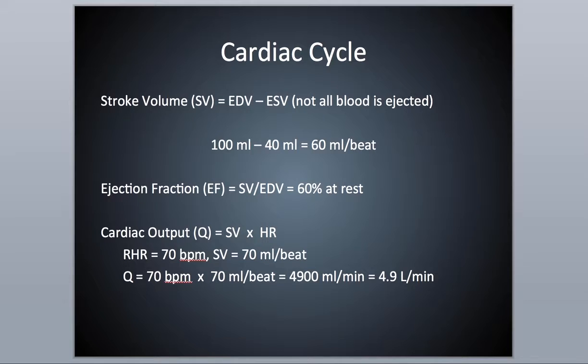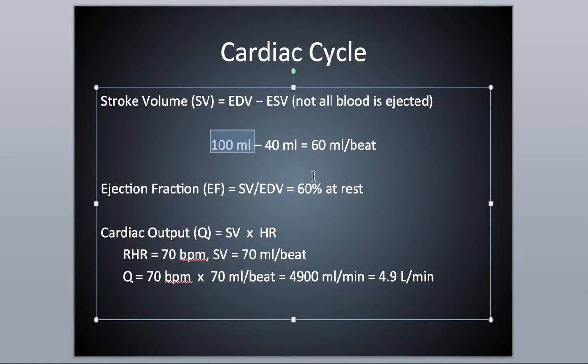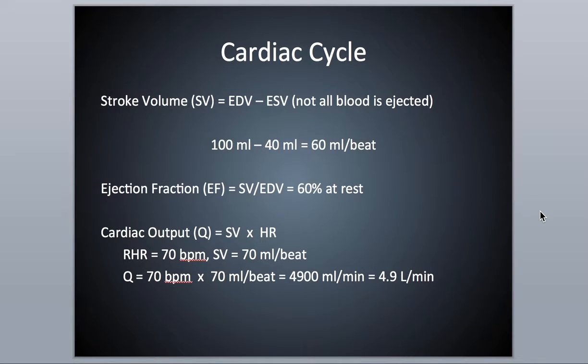Now, another term is ejection fraction, and this is basically how efficient the heart is at pumping out the volume of blood. So you take the stroke volume and divide that by end diastolic volume. So if we take this example up here where we had a stroke volume of 60 milliliters per every beat, plug in the 60 divided by 100 for the end diastolic volume, which is up here. Then you're going to multiply it by 100, and that'll give you 60% at rest.